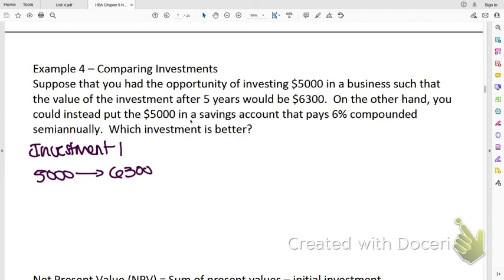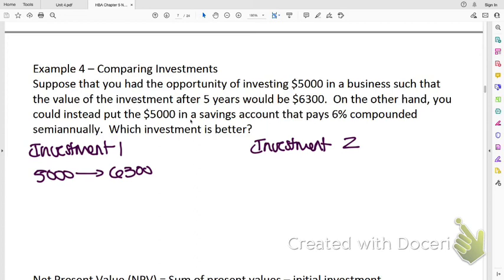That's investment 1. There are the facts. Investment 2, you are being asked to do math. So investment 2, you are putting in $5,000 in an account that pays 6% compounded semi-annually. You would like to know which is better. Of course, this must be after the same amount of years. So how many years?